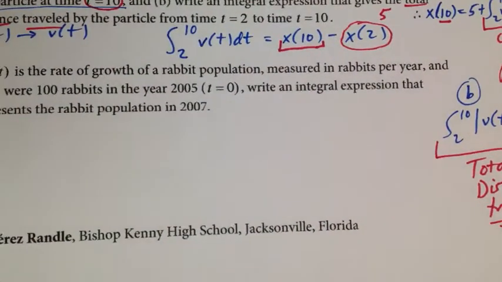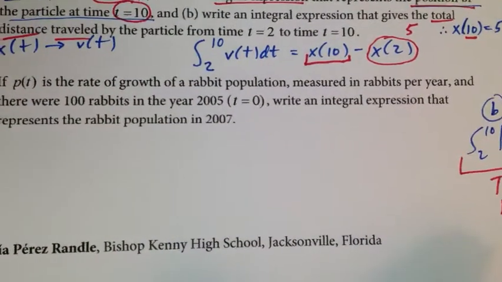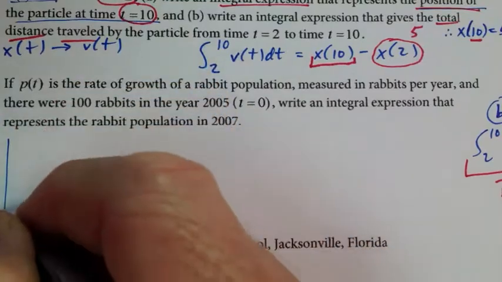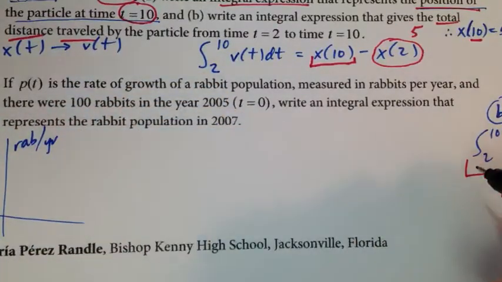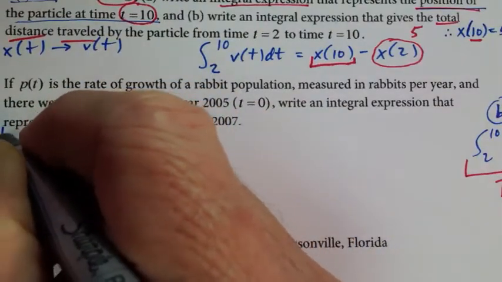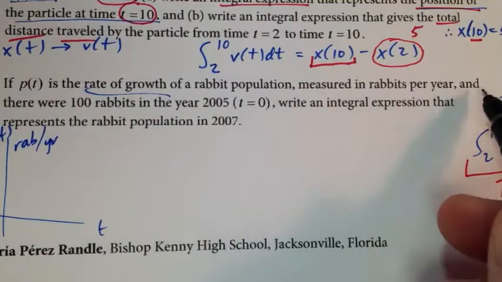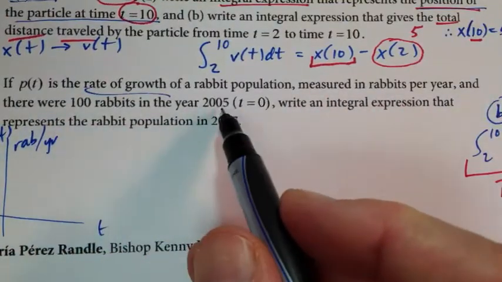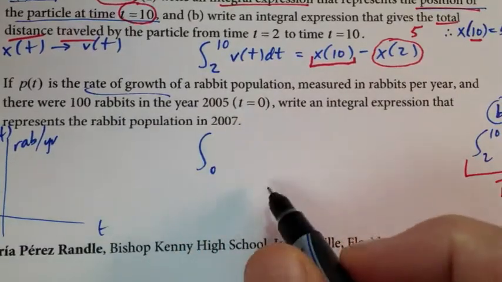Okay, and finally, P of t is the rate of growth of a rabbit population measured in rabbits per year. So if you were looking at graphing that, you'd have rabbits per year, and P of t is the rate of growth. So that's a rate per time measured in rabbits per year. And there were 100 rabbits in the year 2005. So at t equals 0, we know we're going to have a 0 there.